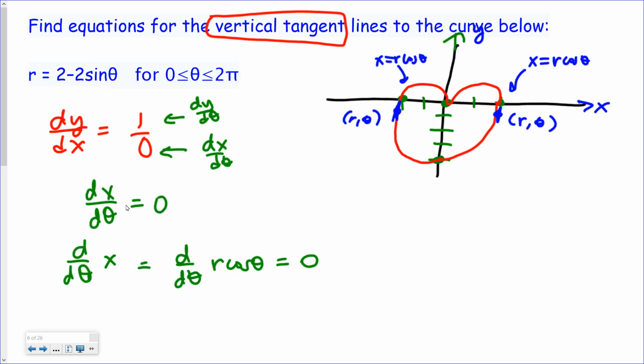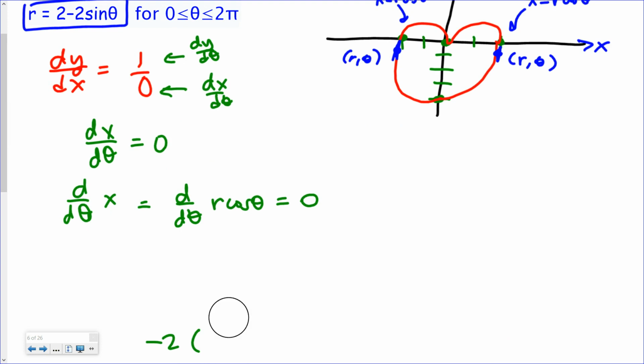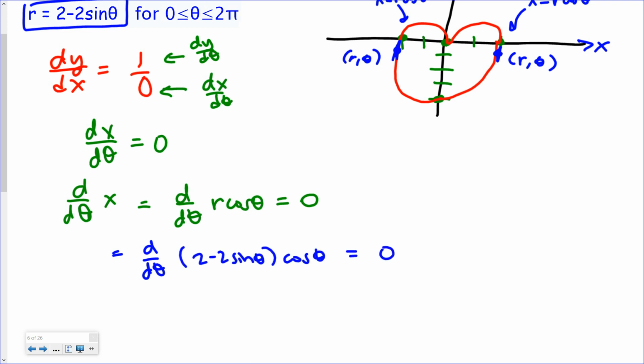Well, what's r? It's given, right? So r is right here. We can plug in the r here. There's different ways to do it. We could take the product rule first, or we could plug in the r and then take the derivative. What would you rather do? It doesn't really matter. Okay, I'm going to plug in the r.